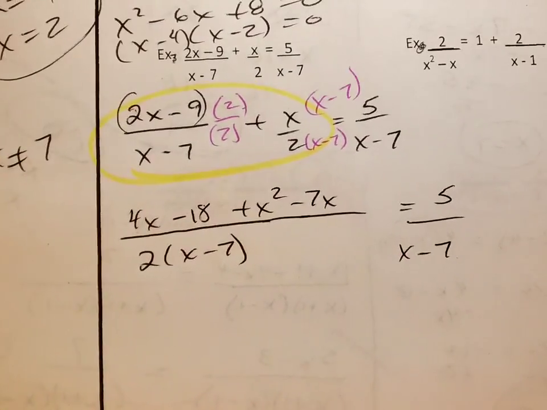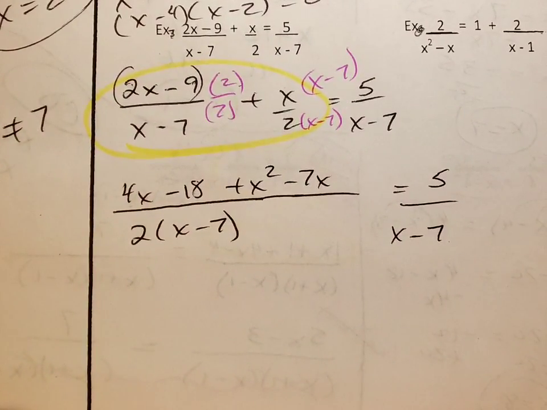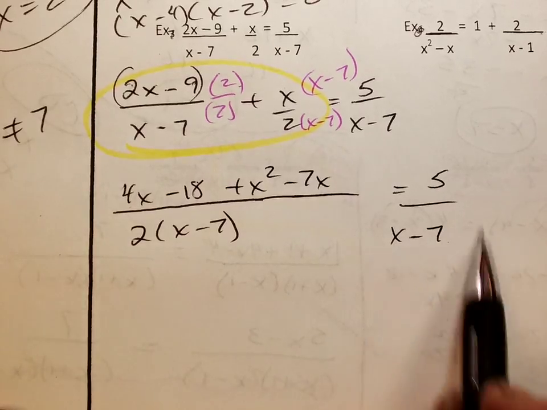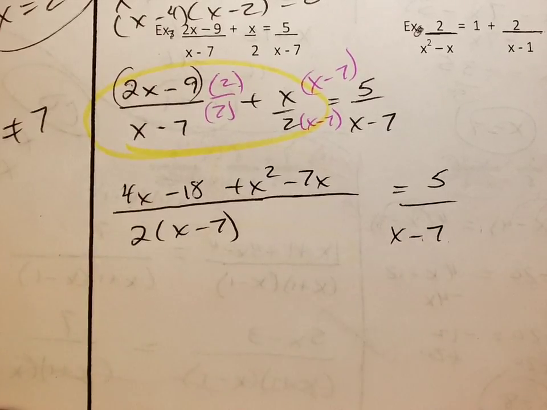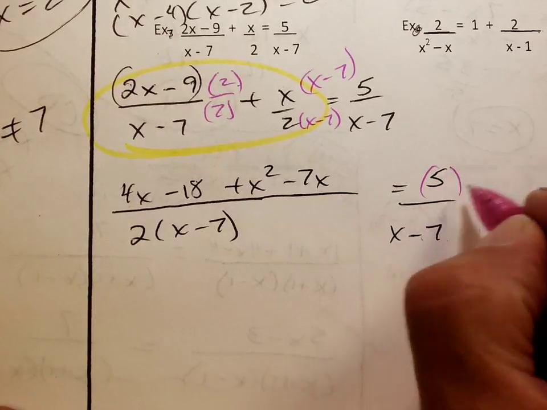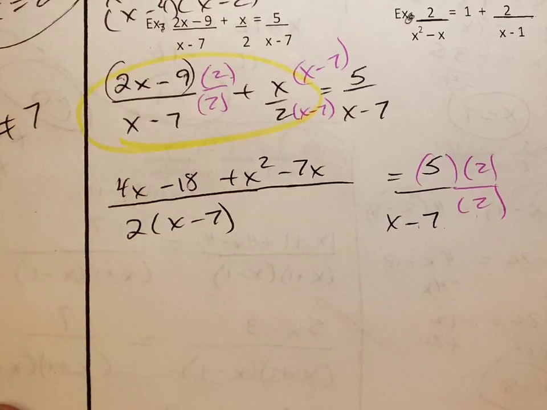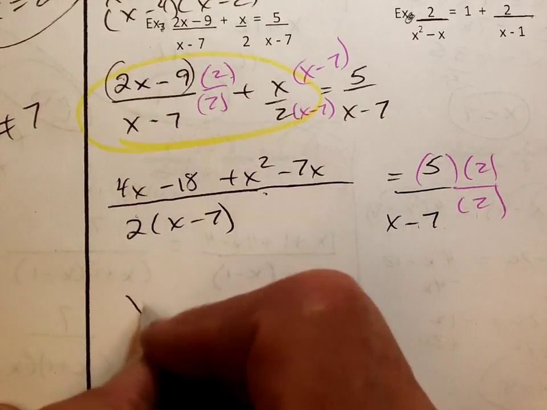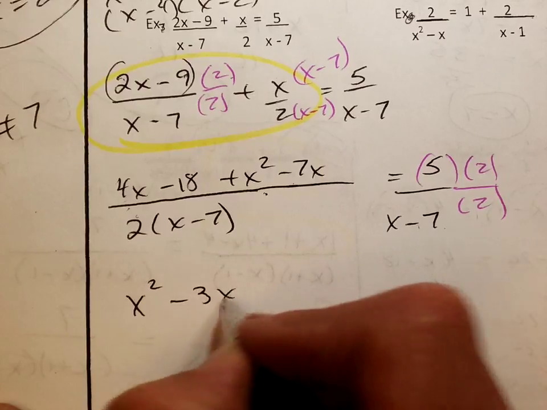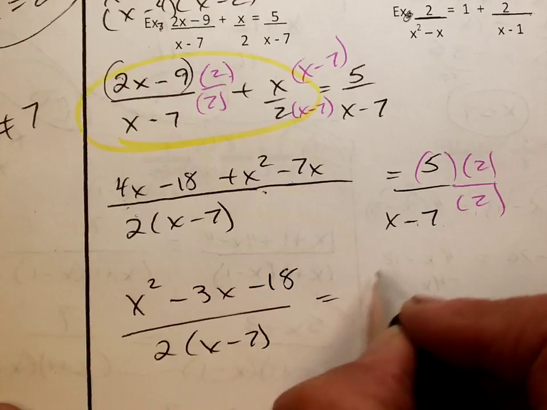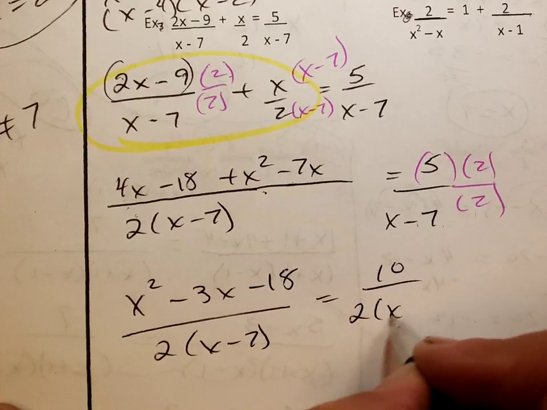How am I doing? Would it be nice if this also had a common denominator? Because then we go like that. So let's multiply this one by 2 over 2. Let me tidy this up first. I'll have x squared minus 3x minus 18 over 2 times x minus 7 equals 10 over 2 times x minus 7.